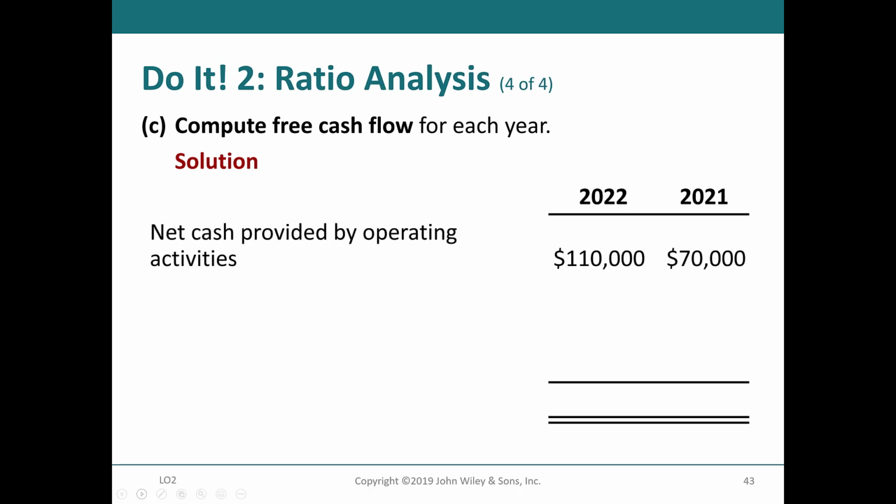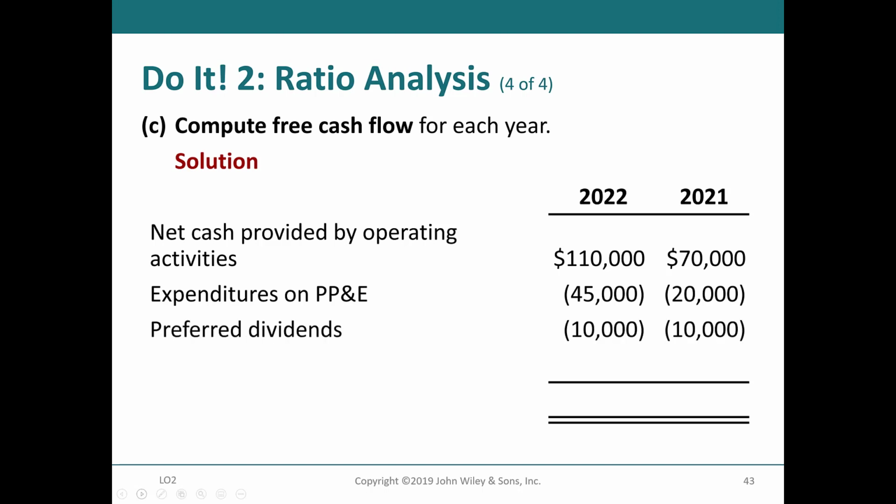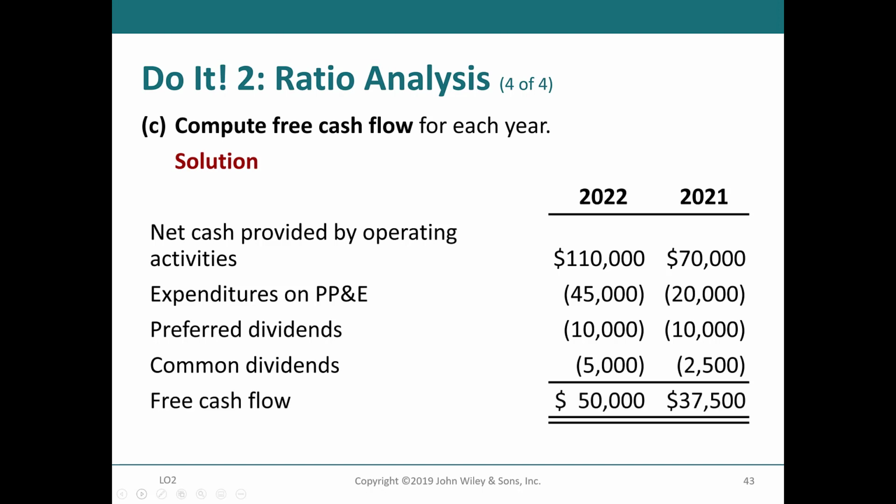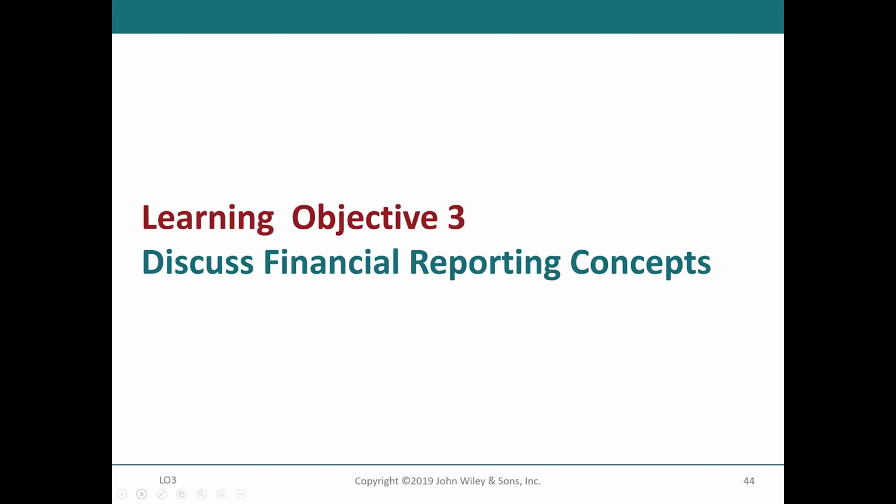Okay, we have our net cash provided by operating activities. We have expenditure on PPE. We have preferred dividends. We have common dividends. Once we solve all that, we get our free cash flow. For 2022, we have $50,000. And for 2021, we have 37,500. All right, so that brings us to discuss financial reporting concepts.